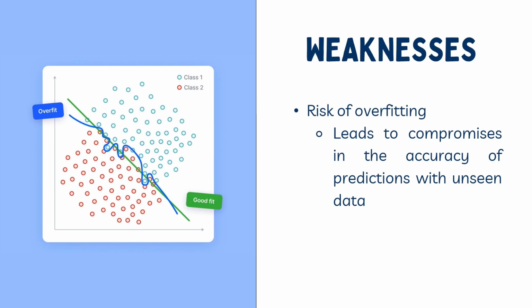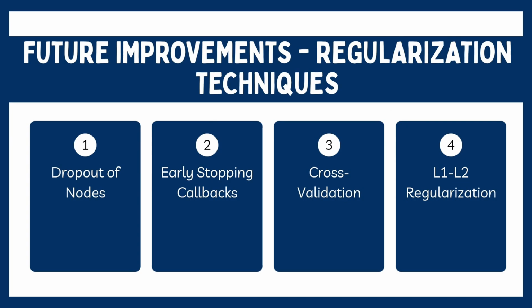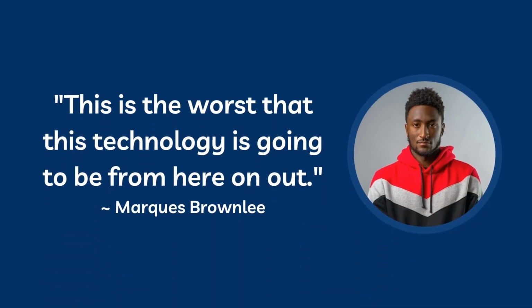Moving forward, we would like to address these weaknesses. Our future plans involve integrating regularization techniques into our neural network model. Techniques such as dropout, early stopping callbacks, cross-validation, and L1 and L2 regularization will mitigate overfitting, resulting in more accurate predictions of sea level rise. There's a saying in the world of neural networks: this is the worst that this technology is going to be from here on out.